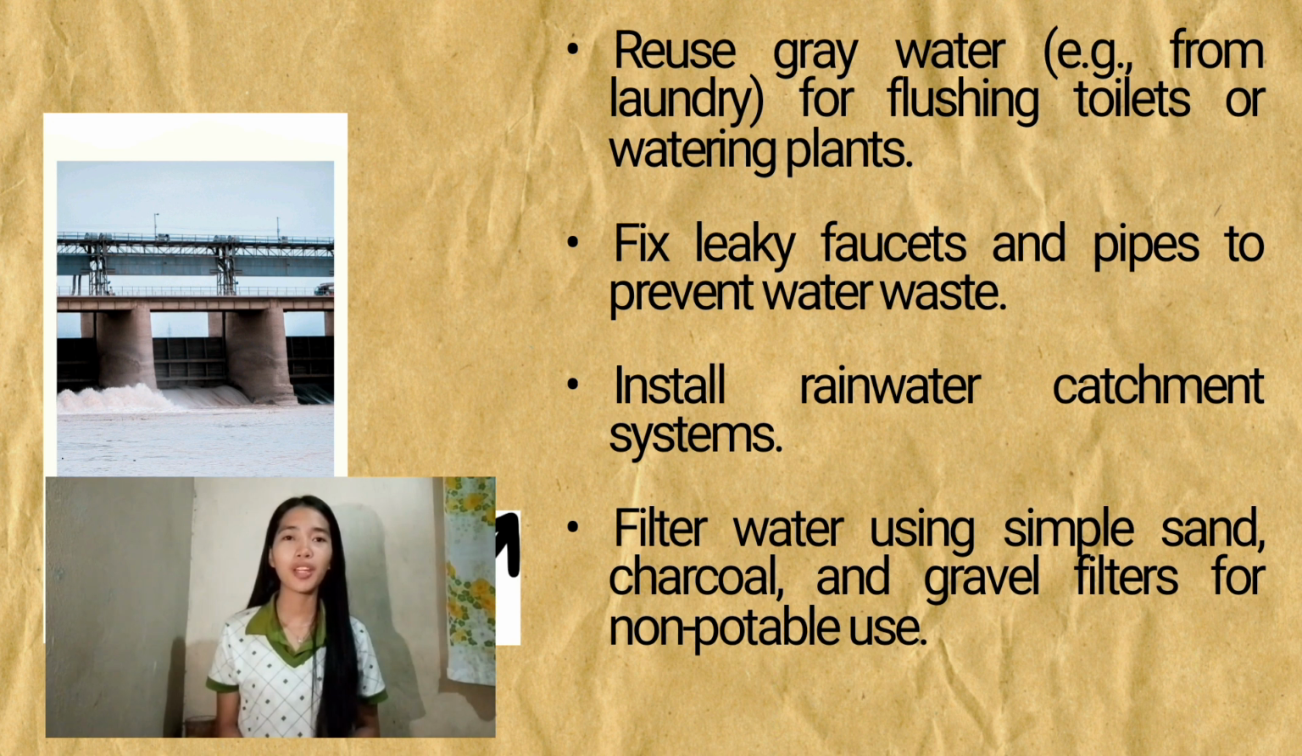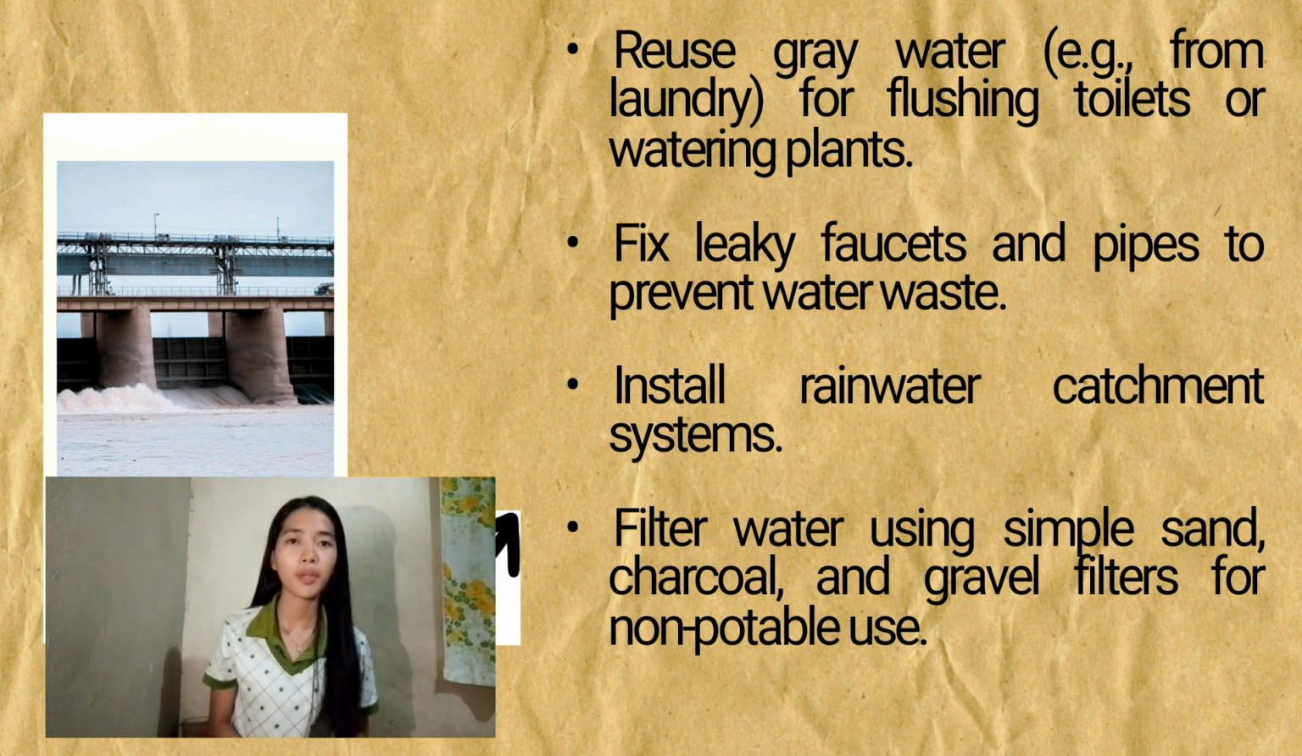Next, we need to be mindful of leaks. A leaky faucet or pipe may seem small, but it can waste hundreds of liters of water over time, so it's important to fix leaks immediately to avoid unnecessary waste. We can also install rainwater catchment systems. These collect rainwater, which can be stored and used for cleaning, watering gardens, or other non-potable needs. This is especially useful during dry seasons. Lastly, for households without access to treated water, using basic filters made from sand, charcoal, and gravel can help make water safer for non-drinking purposes. Through these small yet powerful practices, we conserve water and contribute to a more sustainable future, starting at home.